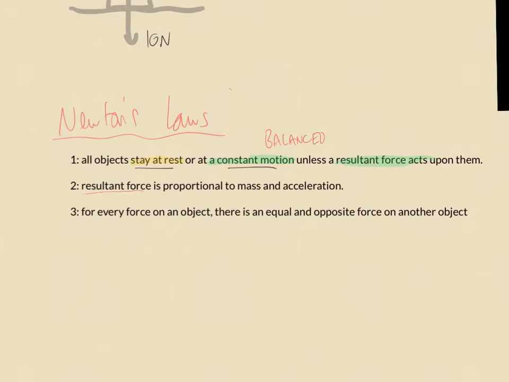When it's balanced forces, the object stays at rest, i.e. stays still, or constant speed if it's already moving at a constant speed. The second one is all about unbalanced forces. What happens here? Well, it tells you that if there's an unbalanced resultant force, then it's going to be proportional to the mass and the acceleration. It basically tells you the object's going to accelerate. And that means it'll accelerate in the direction that it's moving.